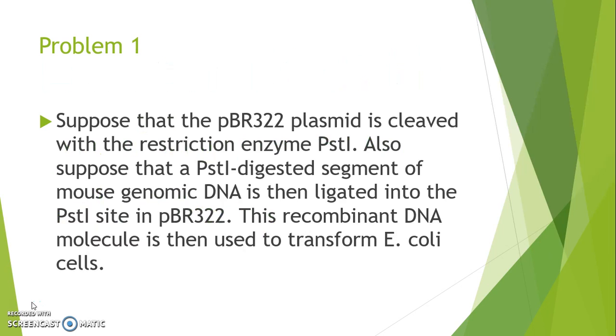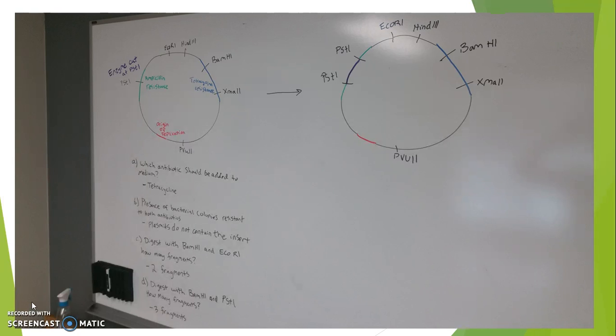For problem 1, we suppose that the pBR322 plasmid was cleaved with the restriction enzyme PstI. Also suppose that the PstI digested segment of mouse genomic DNA was then ligated into this PstI site in the pBR322. This recombinant DNA molecule is used to transform E. coli cells. And so problem part B asks what antibiotic should be added to the medium in order for it to survive.